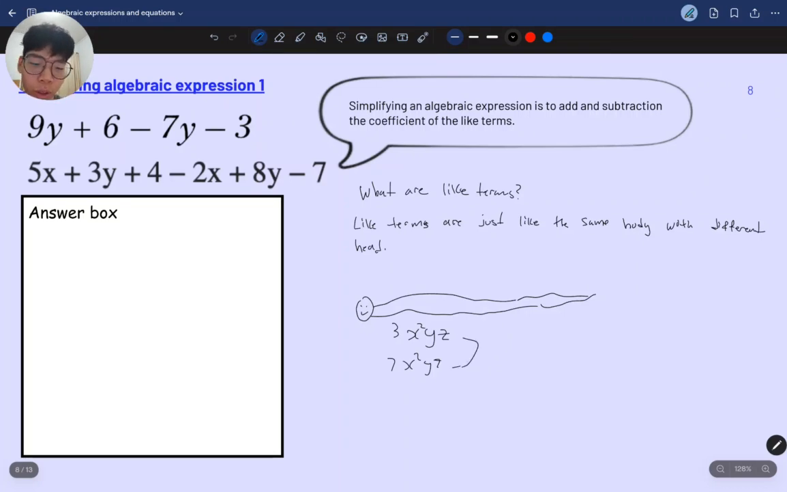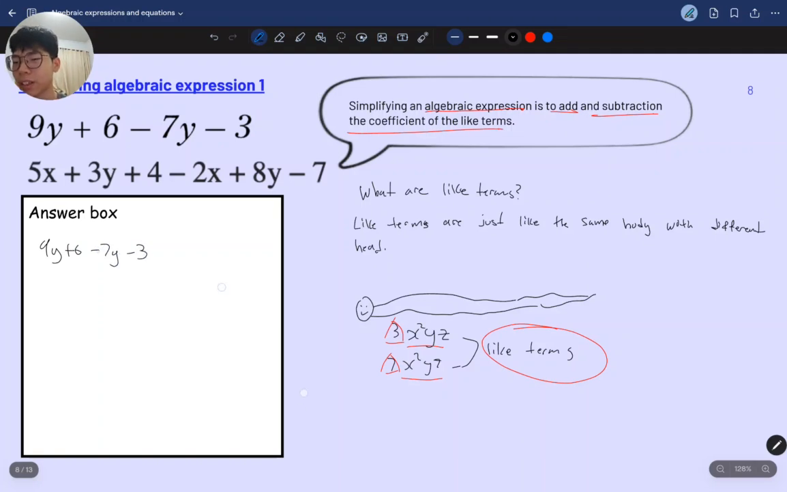So these two are like terms because this part and this part are the same. But only the hat, this hat, are different. They are like terms. And simplifying an algebraic expression is to add and subtract the coefficient of the like terms. So let's try the question next to us. 9y plus 6 minus 7y minus 3.